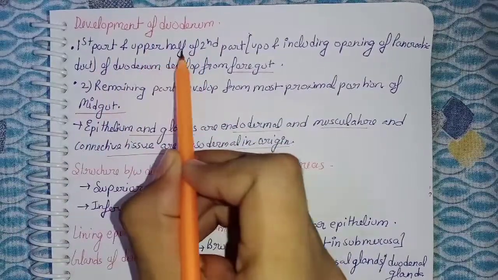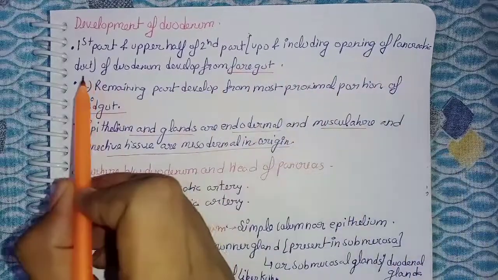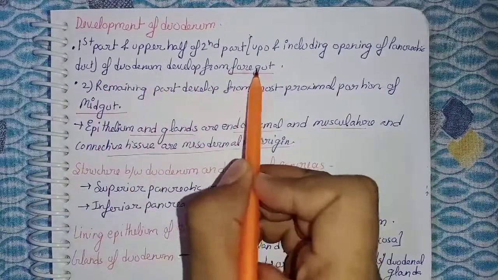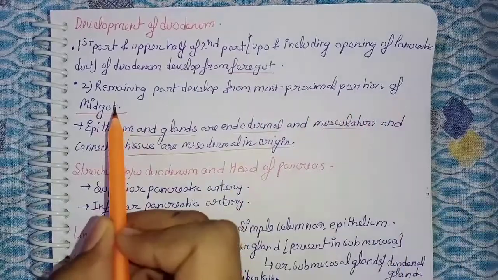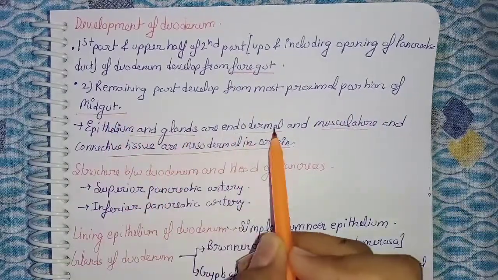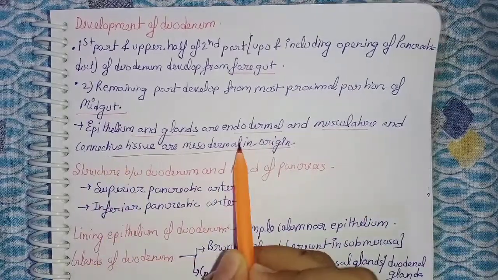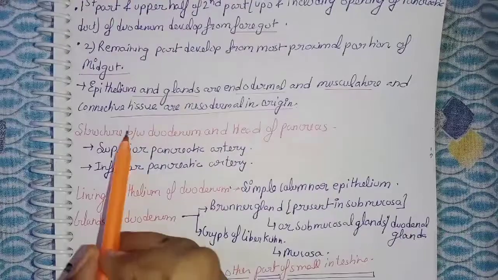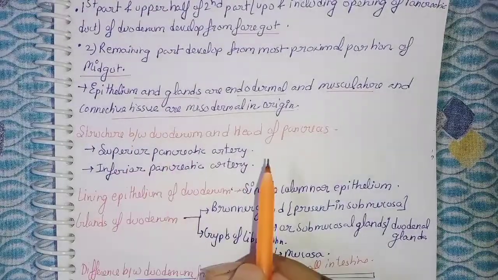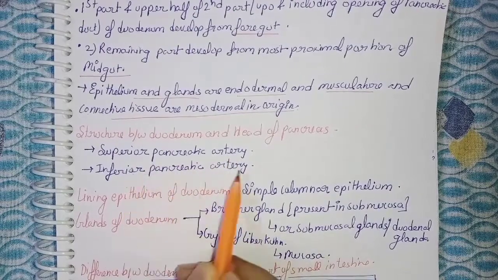Now we will see the development of the duodenum. The first part and upper half of the second part, including the opening of the pancreatic duct, developed from the foregut. The remaining part developed from the most proximal portion of the midgut. Epithelium and glands are endodermal, and musculature and connective tissue are mesodermal in origin. Structures between the duodenum and the head of the pancreas are the superior pancreaticoduodenal artery and inferior pancreaticoduodenal artery.